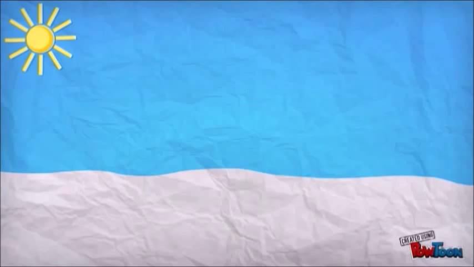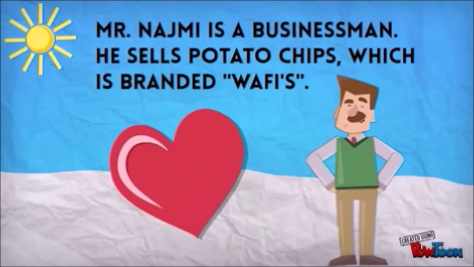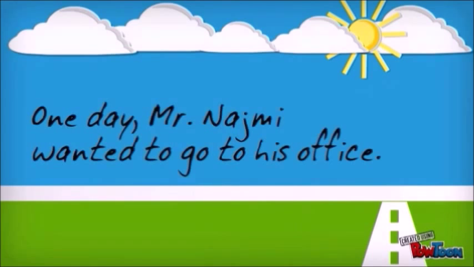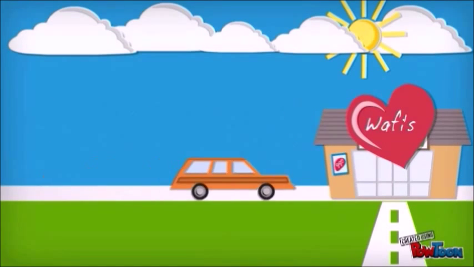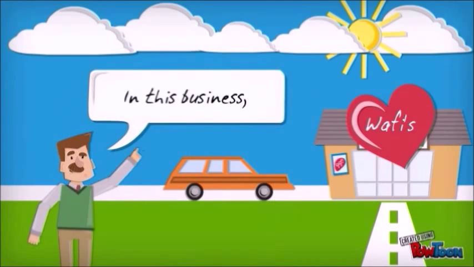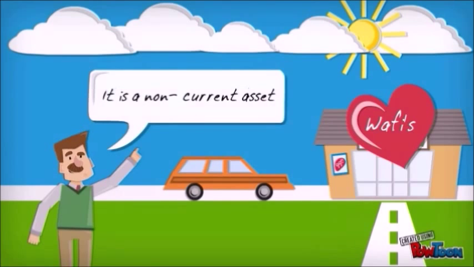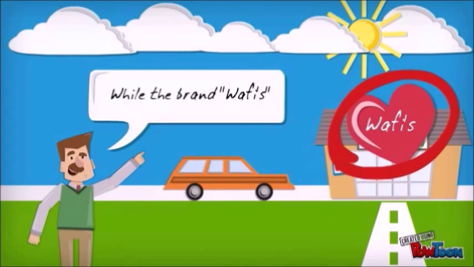Moving on to scene number 1. Mr. Najmi is a businessman who sells potato chips, which is branded Waffles. In this business, there are many assets, such as this building. It is a non-current asset, while the brand Waffles is an intangible asset.